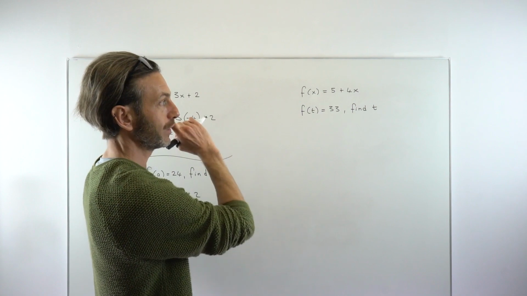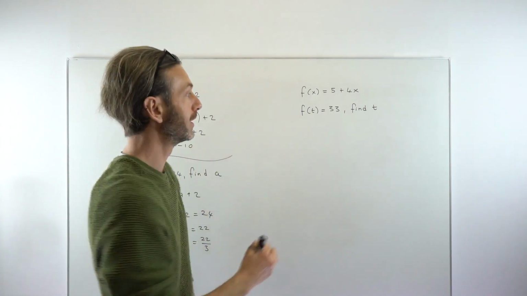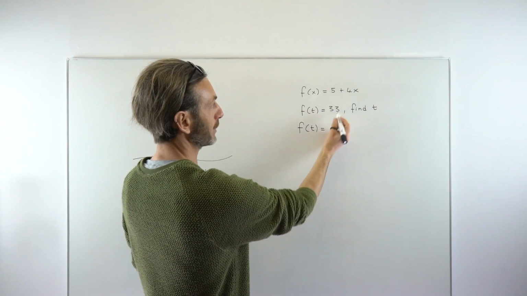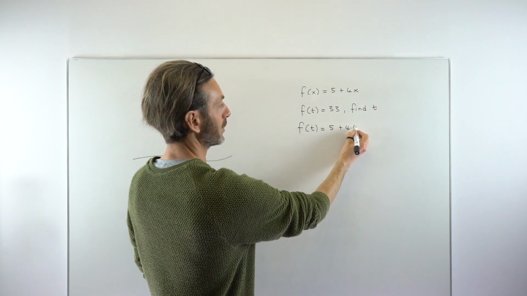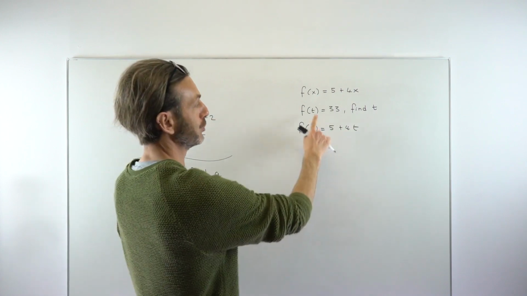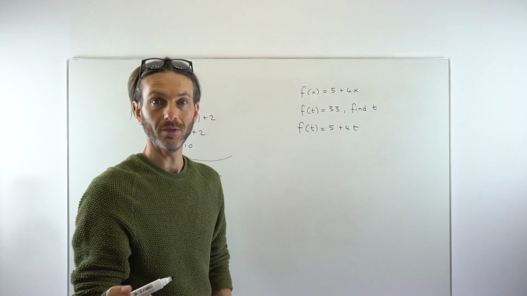Let's take a look at this one. There's no part A, there's no evaluating. This one's just straight into the more difficult part. So again, we could say, right, if we evaluated f of t, that would literally be replacing the x with t, so 5 plus 4t. f of t is 5 plus 4t algebraically, but numerically f of t is 33, but they're both f of t, so they have to be the same thing, they have to be equal.